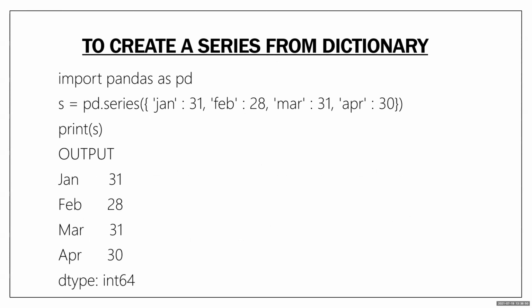A dictionary can be passed as input, and if no index is specified, the dictionary keys are taken in sorted order to make the index. So that's all from me. Thank you.